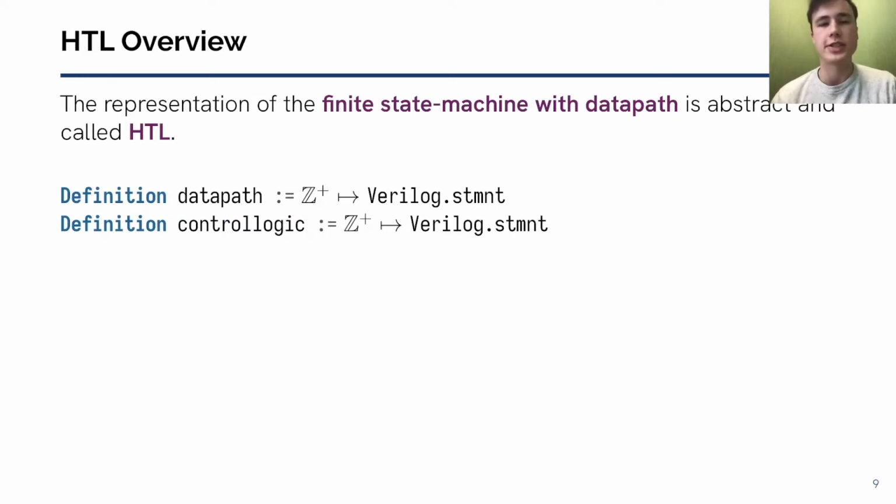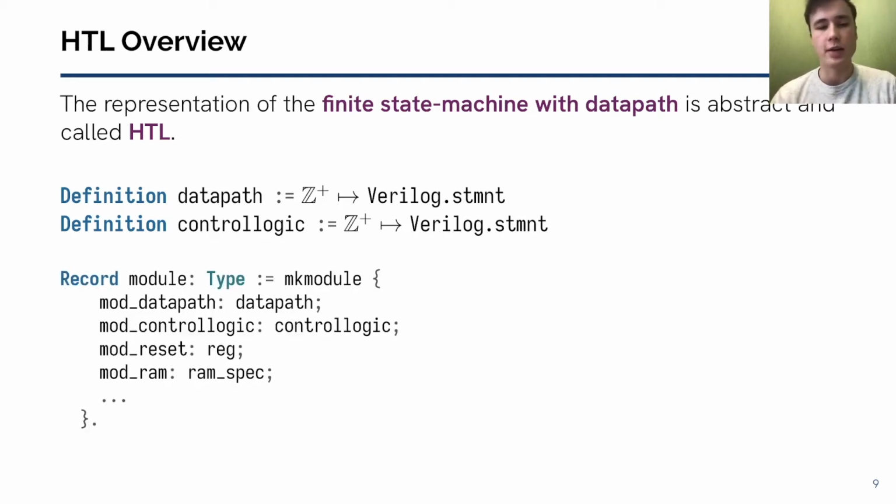HTL is a representation of a finite state machine with data path. It is therefore mainly composed of a data path map, which maps from positive integers to Verilog statements, and a control logic map, which also maps from positive integers to Verilog statements. These are then combined in a larger module type, which is the top level type, where we have the data path and the control logic, but we also have top level registers, I/O registers, to be able to control the module, such as the reset register, which will basically reset the module to its initial state.